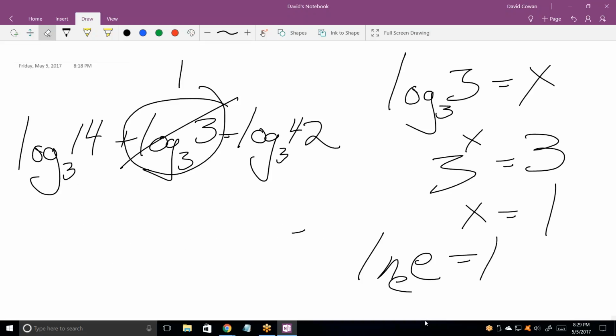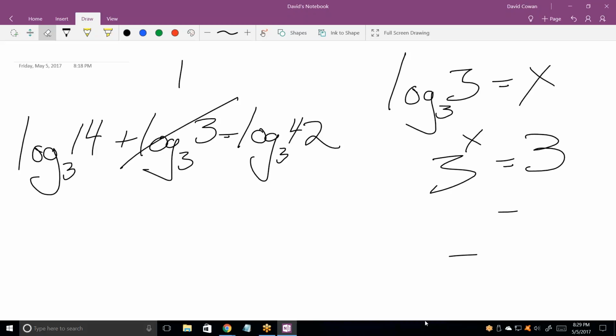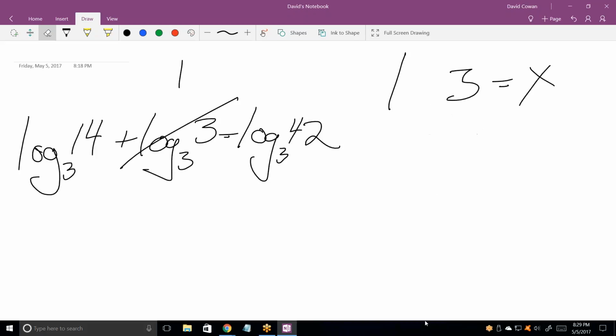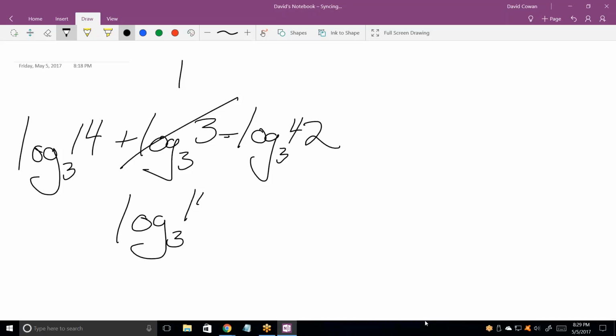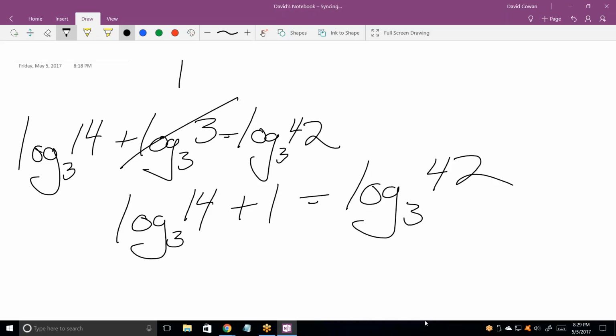Now, the fact that we know that's 1 doesn't help a whole lot. You still can't really check your solution, because now we have the log base 3 of 14, which is an irrational number, plus 1 equals the log base 3 of 42. And I have no doubts that that's a true statement. But proving it is more difficult. In other words, you could go into your calculator and get a number for that.